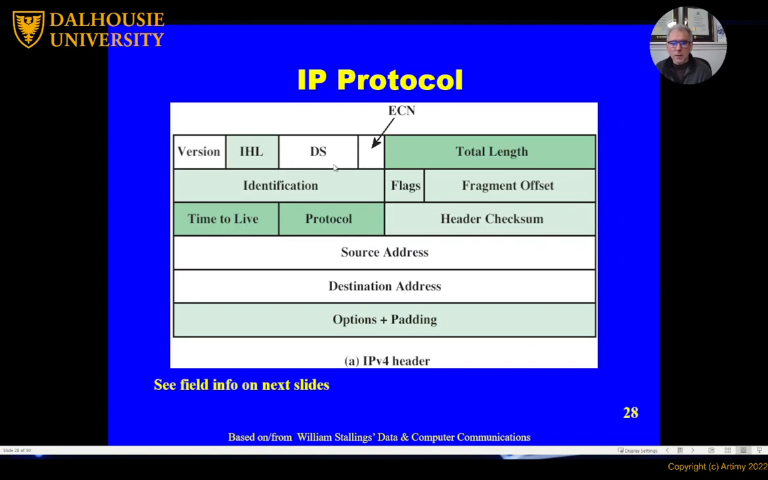We'll see here, each one of these, so this is 1 byte, 1 octet, this is another octet, and these are 2. And the source and the destination addresses, as you probably know by now, are 32 bits, so there are 4 octets each, right?